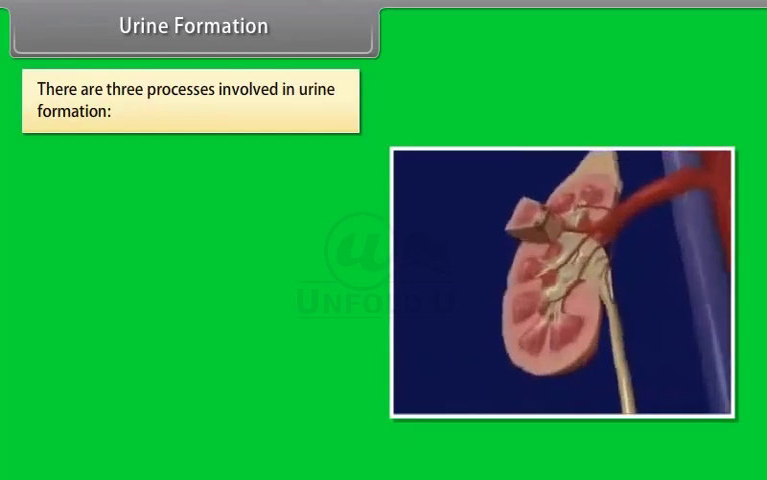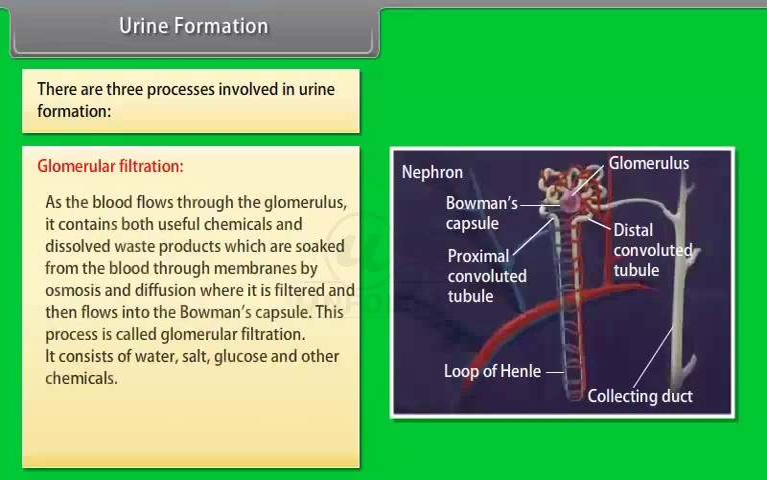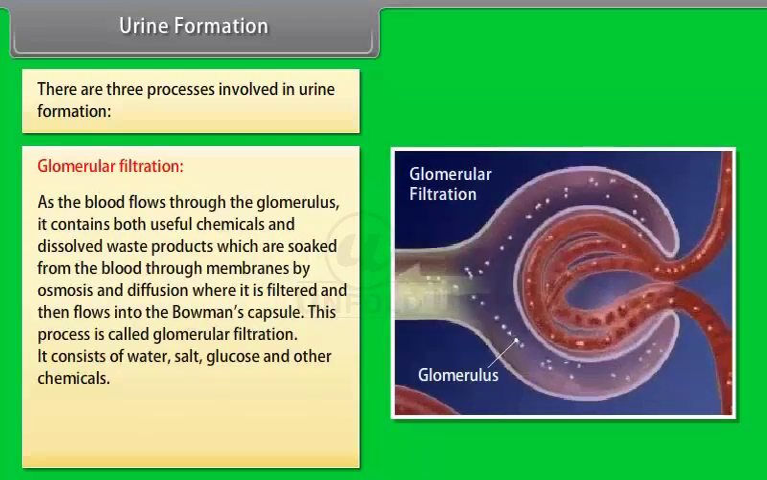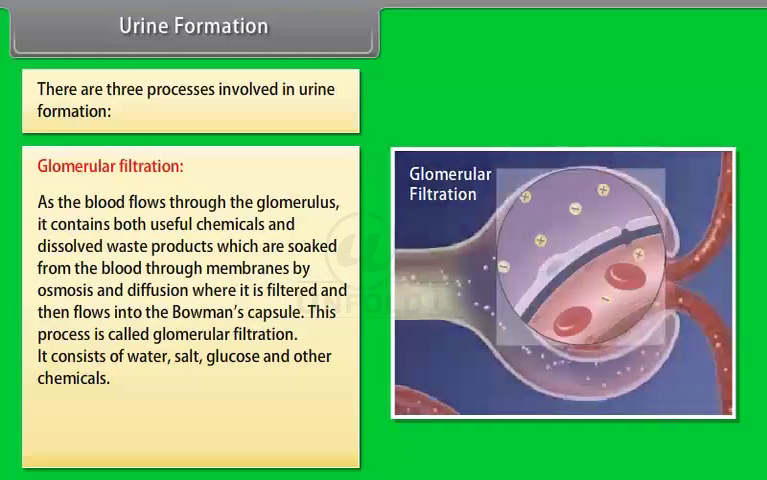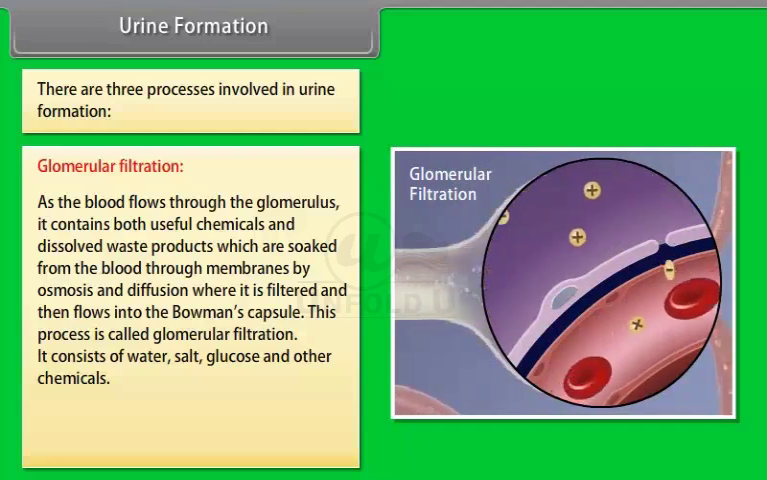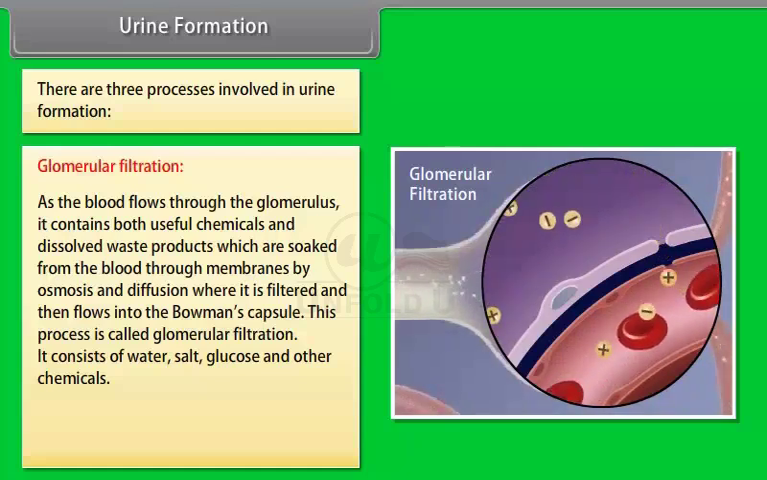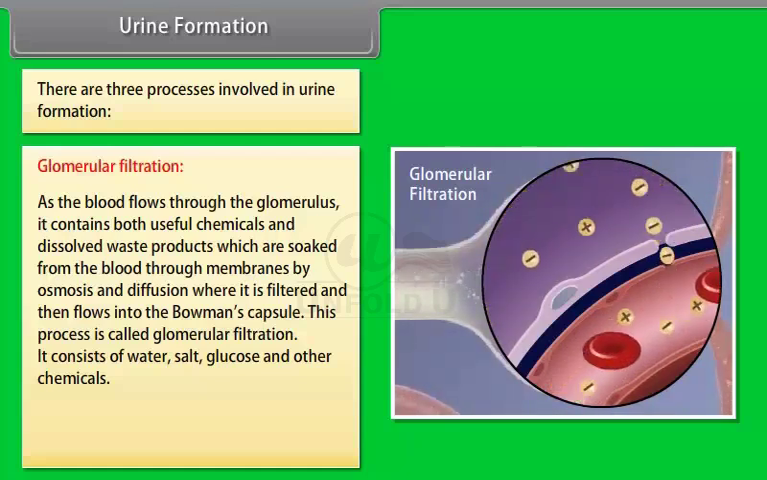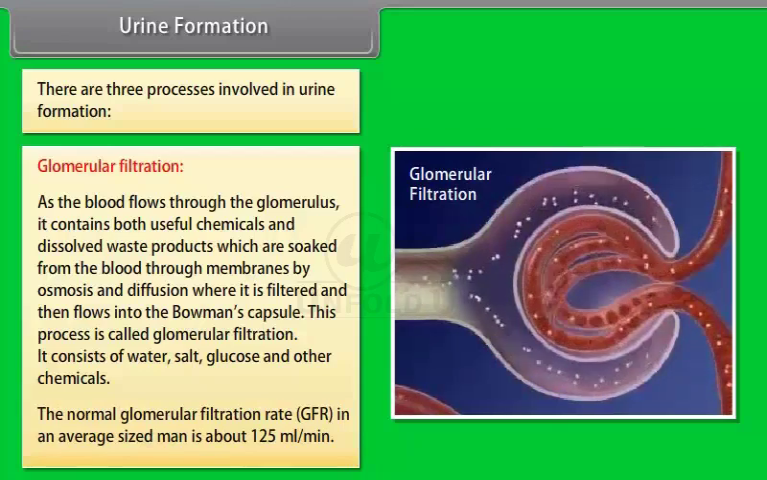Urine formation. There are three processes involved in urine formation. First is glomerular filtration. As the blood flows through the glomerulus, it contains both useful chemicals and dissolved waste products which are soaked from the blood through membranes by osmosis and diffusion, where it is filtered and then flows into the Bowman's capsule. This process is called glomerular filtration. It consists of water, salt, glucose and other chemicals. The normal glomerular filtration rate GFR in an average-sized man is about 125 milliliter per minute.